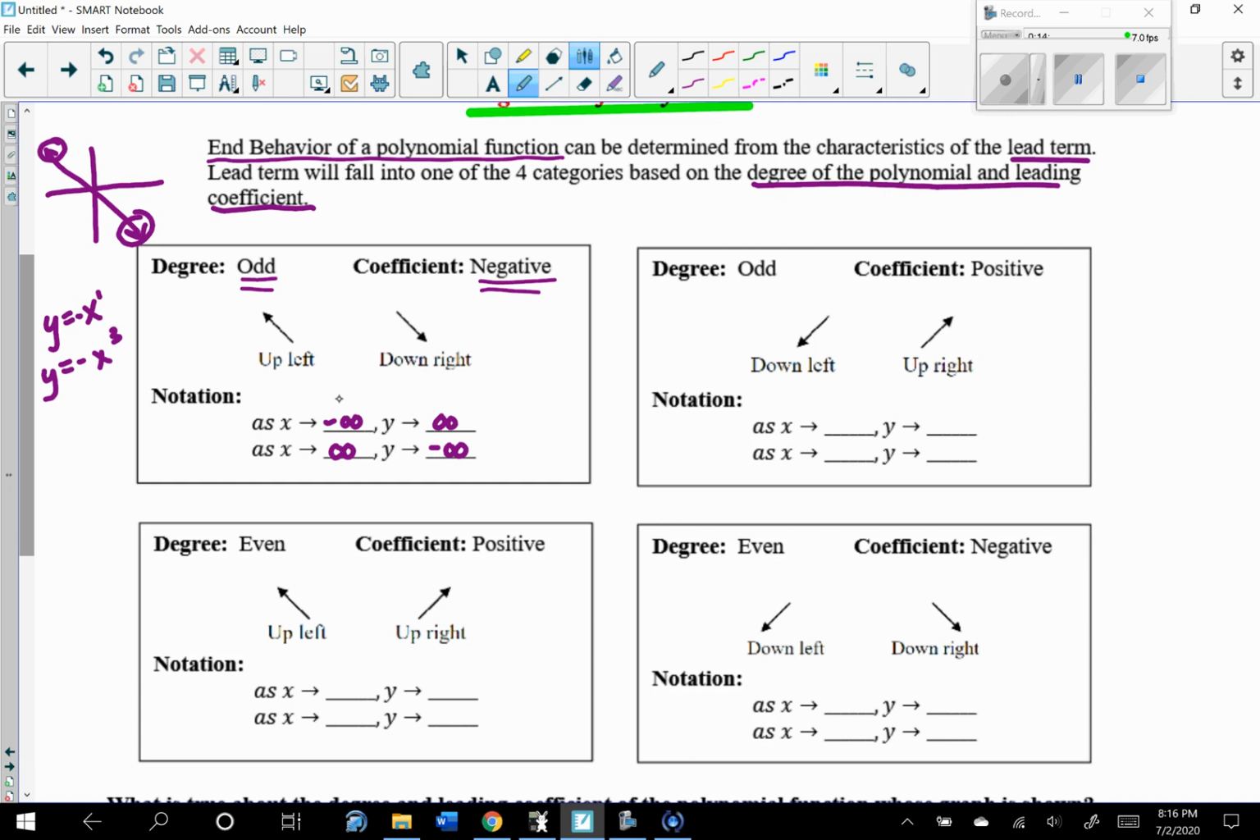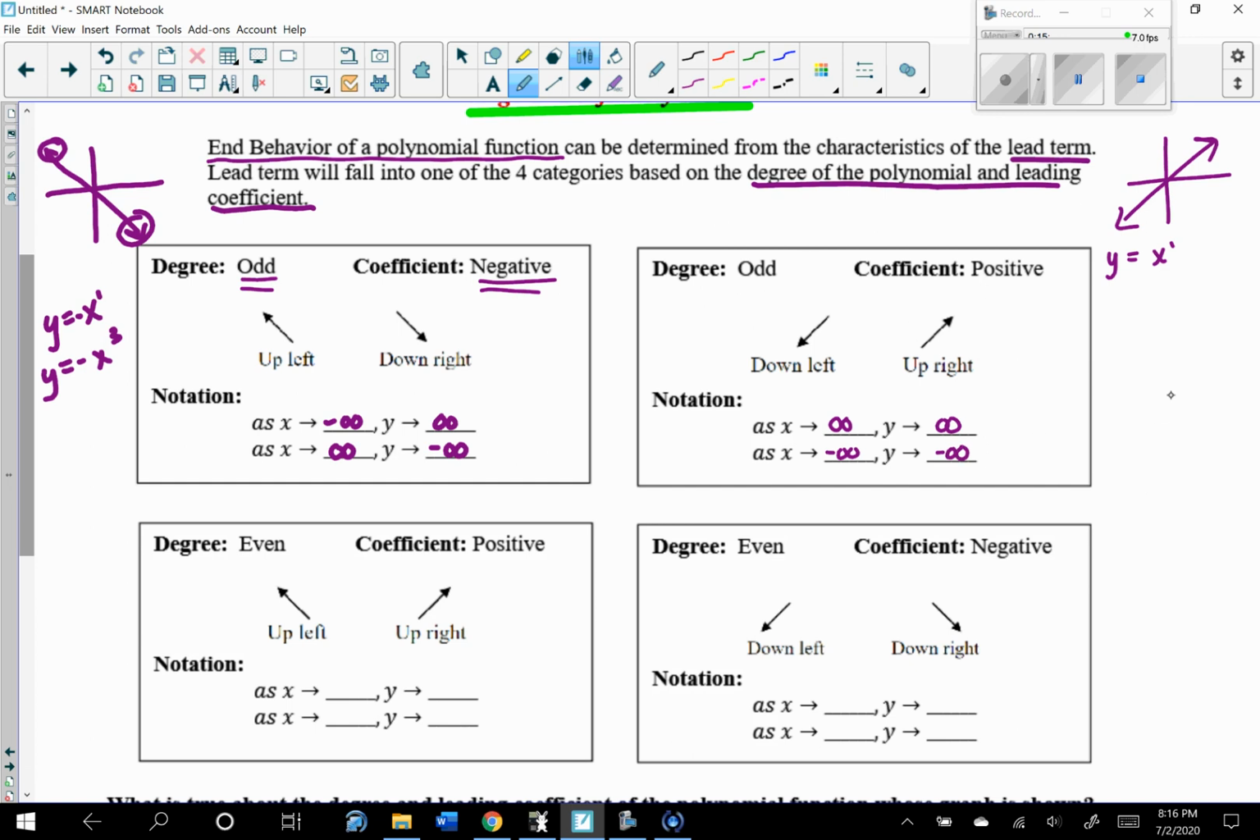So if we have a degree that's odd positive, we'll think about the smallest positive degree that we have, y equals x. Again, that's to the first power. Think about what that graph looks like. So here's the graph of y equals x. Up to the right, down to the left. So as x approaches positive infinity, y approaches infinity, and as x approaches negative infinity, y approaches negative infinity.